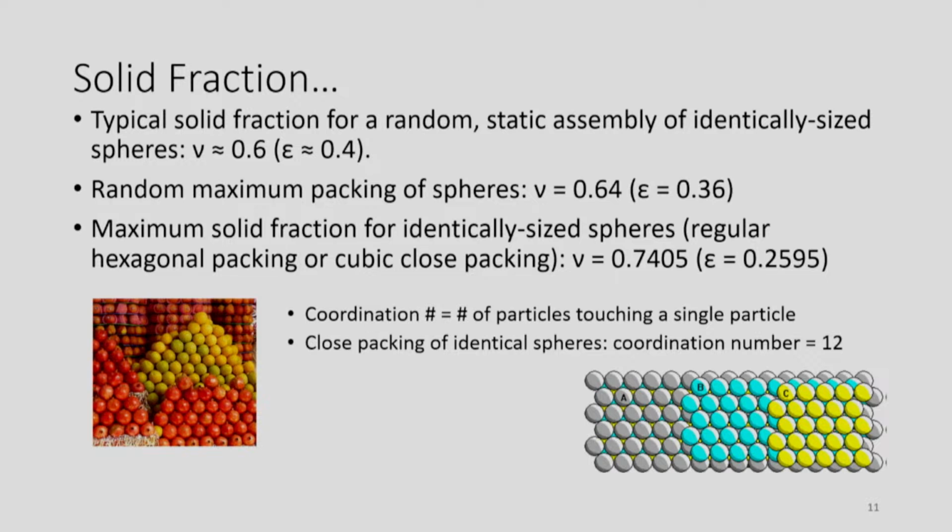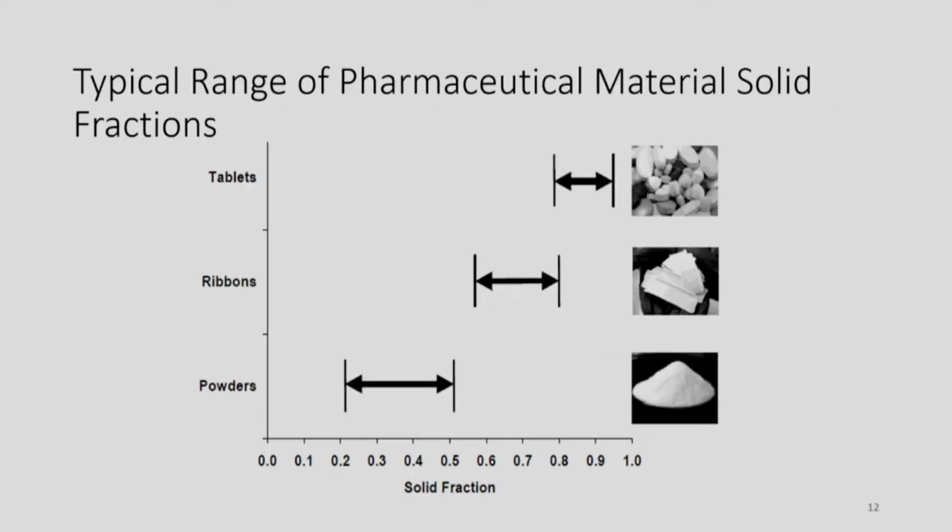Again, a range of solid fraction: if it's a fine powder, in general it ranges from 0.2 to 0.5, but if it's a compacted powder, it usually ranges from 0.8 to 0.9. That means you are removing almost all the white spaces within those powders.